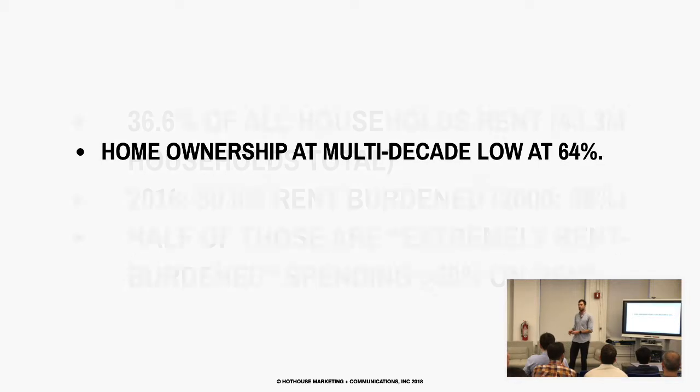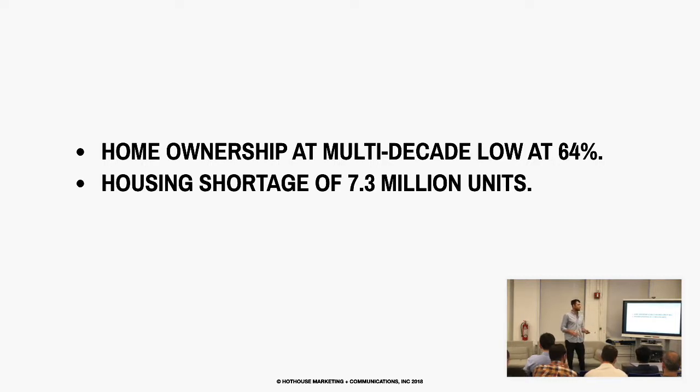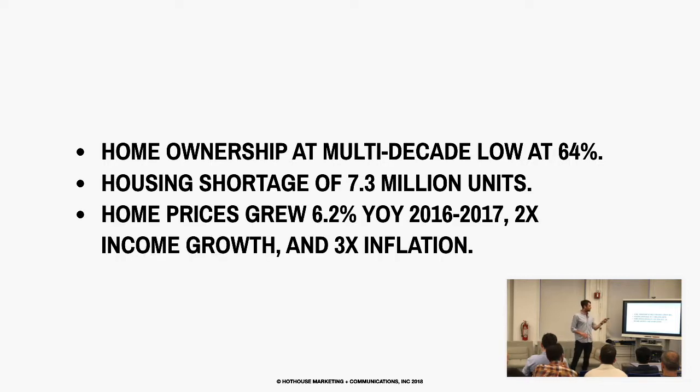Then on the homeownership front, homeownership is at a multi-decade low, 64%. It's estimated that we are short 7.3 million housing units. Basically, to get up to speed and create affordable market conditions, that's how many housing units we would need. Home prices grew year over year between 2016 and 2017 by 6.2%, 2 times income growth and 3 times inflation.